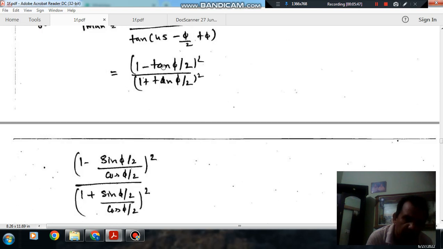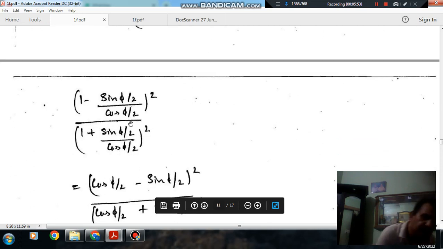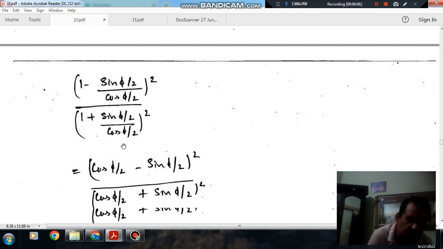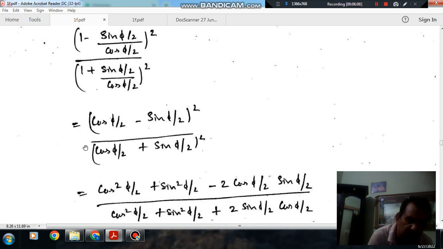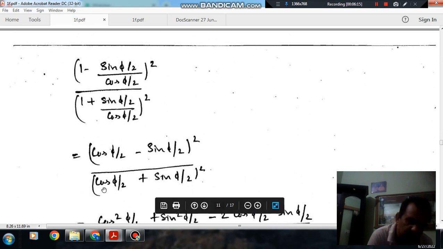Now we can put tangent phi by 2 equal to sin phi by 2 divided by cos phi by 2 and solve the equation. So that will be cos phi by 2 minus sin phi by 2, and cos phi by 2 square will cancel out. Likewise in the denominator it will be cos phi by 2 plus sin phi by 2, and cos phi by 2 will cancel out. So now it will be cos phi by 2 minus sin phi by 2 divided by cos phi by 2 plus sin phi by 2 whole square.